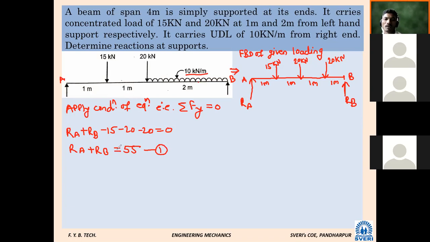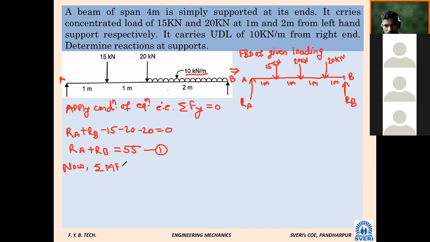Similarly, summation Fx is not working now, so what can we apply? Moment of all forces. Summation of moment due to all forces at point either A or B. If I take moments at point B, I will get RA. If I take moments at point A, I will get RB. So where should we apply it? At A, because then RA drops out.